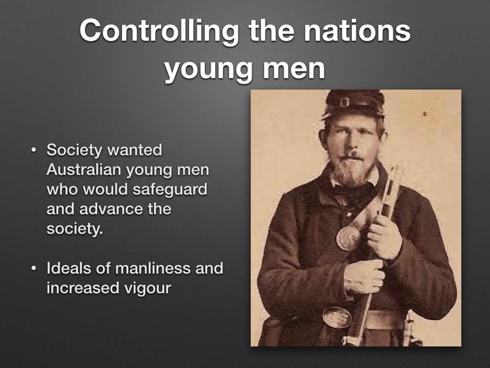There was a construct around this time, 1850s, 1860s, which wanted young people to be controlled. So they wanted to control Australia's young people. Society wanted Australian young people who would safeguard and advance society. And so they had these ideals of manliness and increased vigour. They wanted these young people to be able to go out and fight and be soldiers, that sort of thing. That was an early construct of young people.